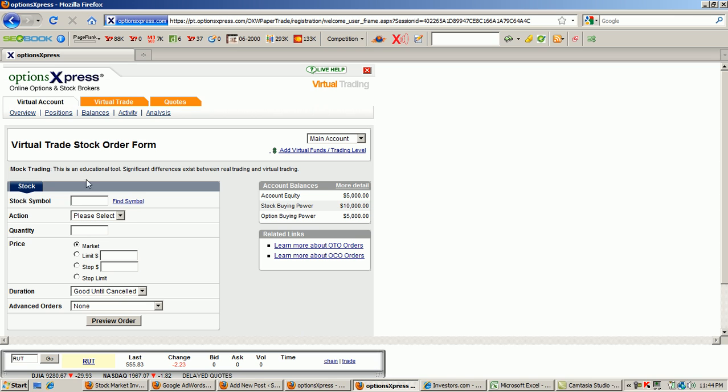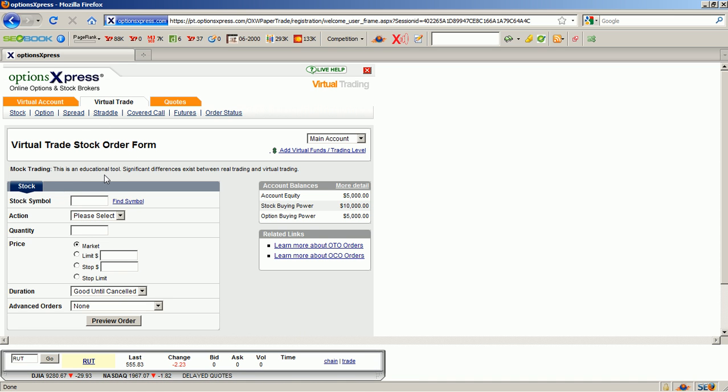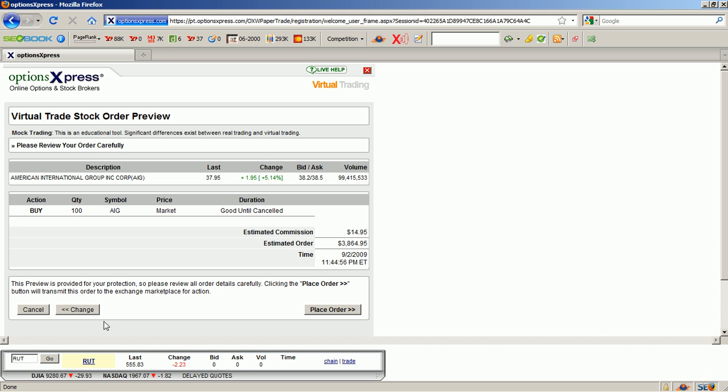Here you'll notice that I can go to a virtual trade screen and have the stock purchase screen. Let's say today I wanted to buy AIG. I put the symbol in there, and then I would choose buy, and the quantity, let's say 100 shares. I would leave it as a market order and good until canceled, and then I would preview my order. I'd want to make sure that it was the exact stock that I wanted to purchase, and this is what it was trading for.